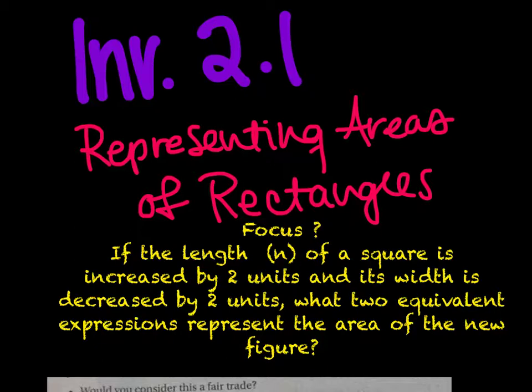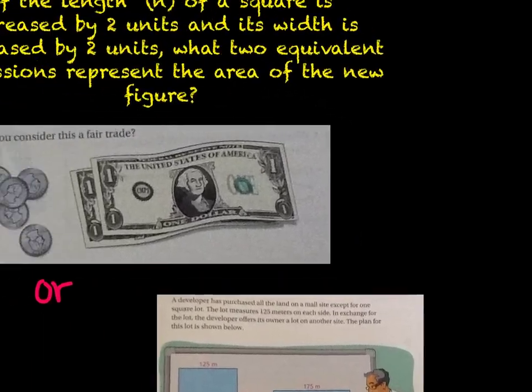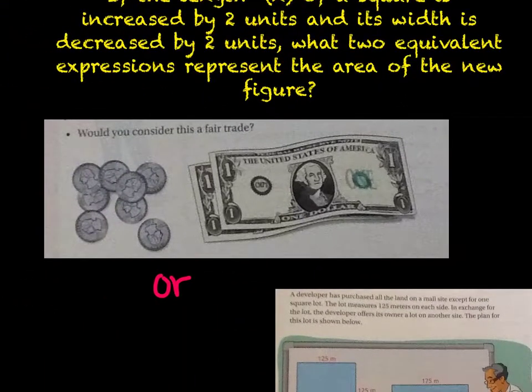Our focus question for this particular investigation is, if the length n of a square is increased by 2 units and its width is decreased by 2 units, what two equivalent expressions represent the area of a new figure? So we're going to be doing more equation building, and we're going to be playing around with this a little bit. So let's begin.